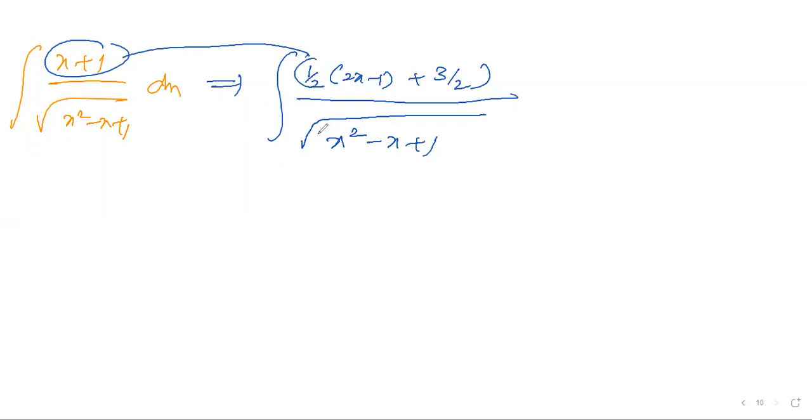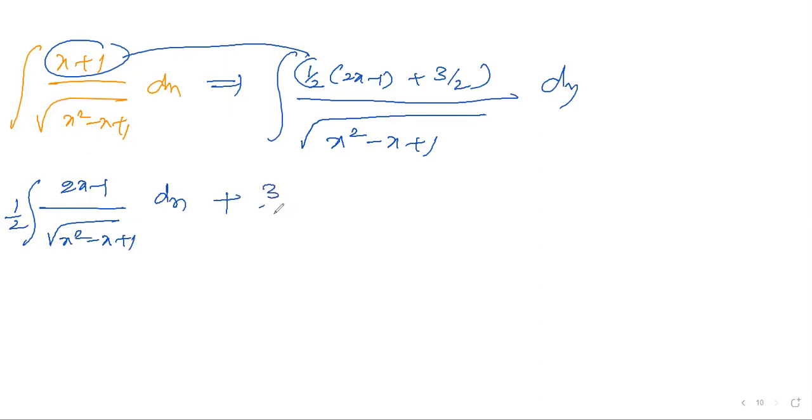Next, I'm separating the denominator on both sides. In both cases, I'm separating the denominators. So next, integration 1 by 2, I'll take out the side: 2x minus 1 by under root of x square minus x plus 1 into dx, plus 3 by 2 integration, 1 by under root of x square minus x plus 1 into dx. Any doubt, please tell me.